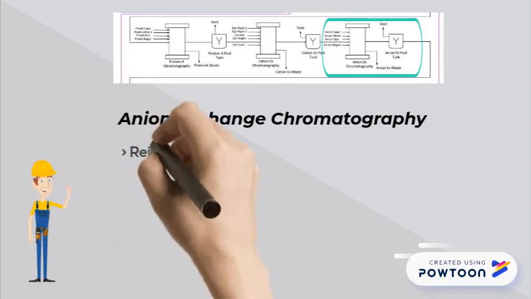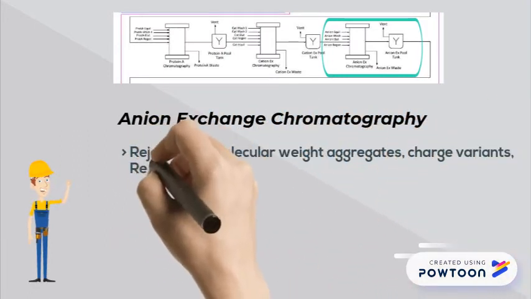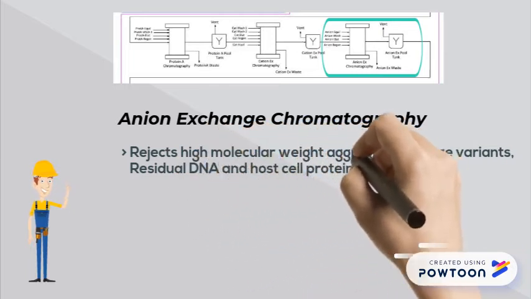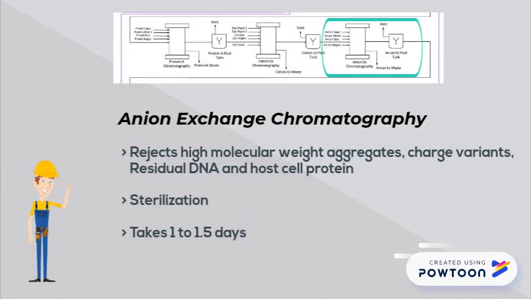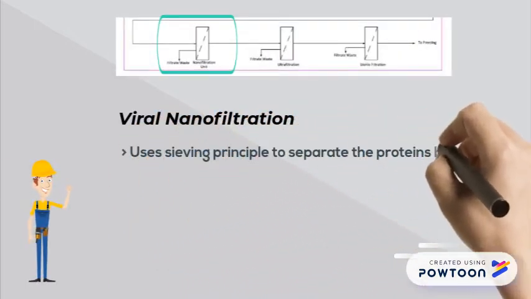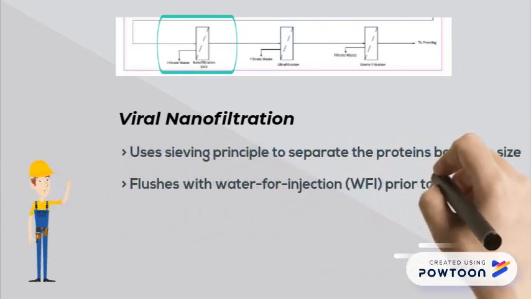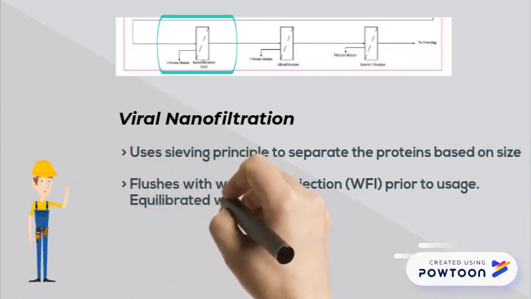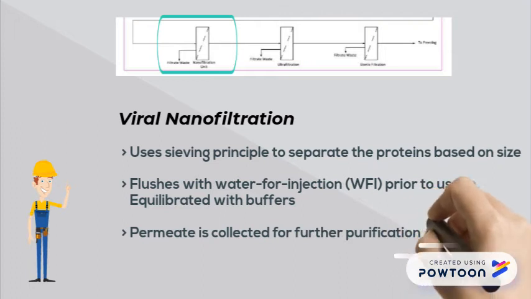Anion exchange chromatography is also used to reduce high molecular weight aggregates, charge variants, residual DNA, and host cell proteins. Including sterilization in between batches, it will require about 1 to 1.5 days to process all batches. Viral nanofiltration is a size-based membrane separation in which proteins can easily pass through the hollow fiber walls of the membrane while viruses are captured within the pores. The filters and unit must be flushed thoroughly with WFI and be equilibrated with equilibration buffer.